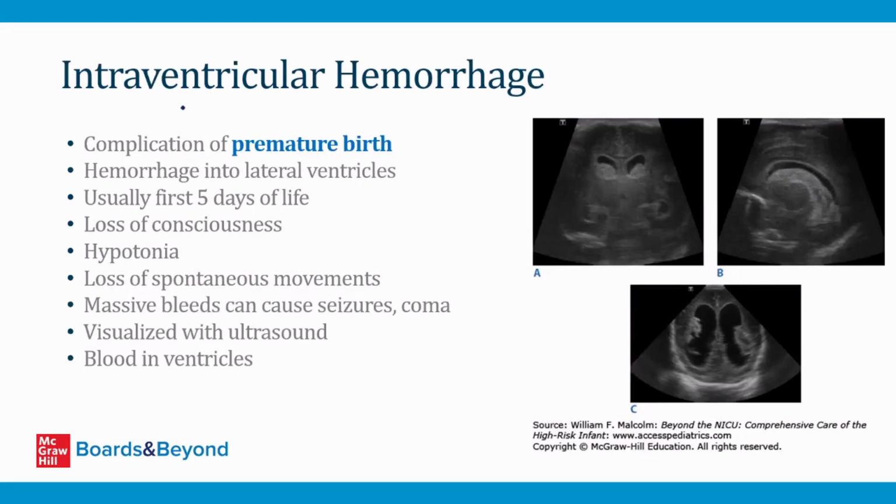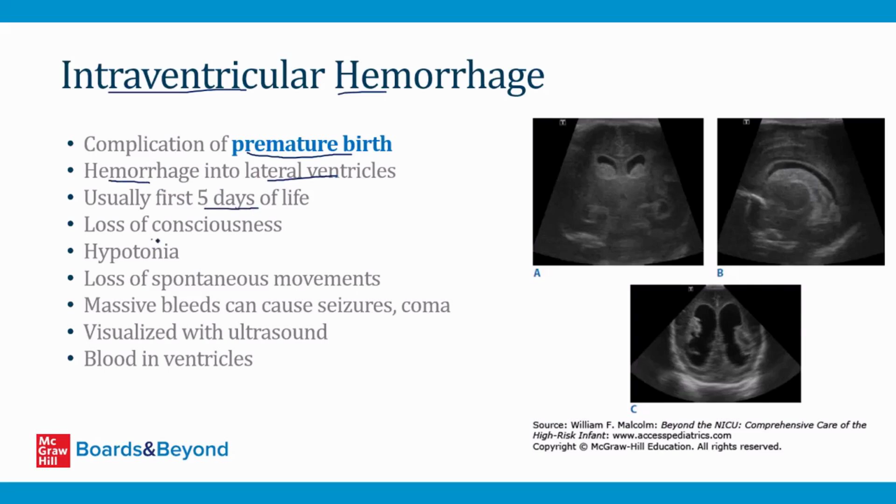Okay, and then our final form of intracranial bleeding is an intraventricular hemorrhage. This is a form of intracranial bleeding that occurs as a complication of premature birth. So this is something you're going to see in premature babies. It's called intraventricular hemorrhage because it involves hemorrhage or bleeding into the lateral ventricles of the brain. Usually this develops in the first 5 days of life.